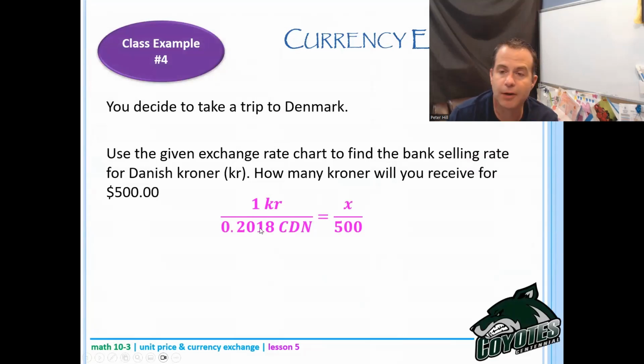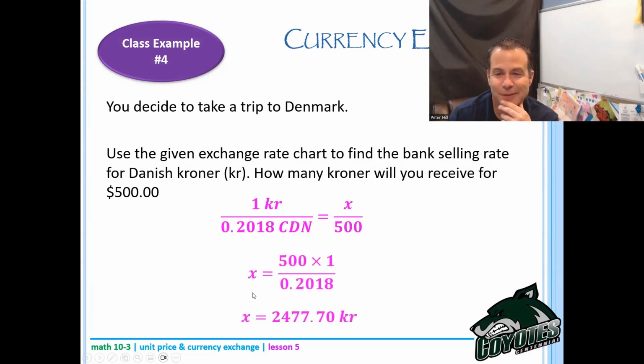And then I have 500 Canadian that I want to get into krone. So I have Canadian on the bottom here. Now I'll go 500 times 1 and divide by 0.2018. Okay, 500 times 1 divided by 0.2018. That gives me 2,477.70 kroner. Okay.